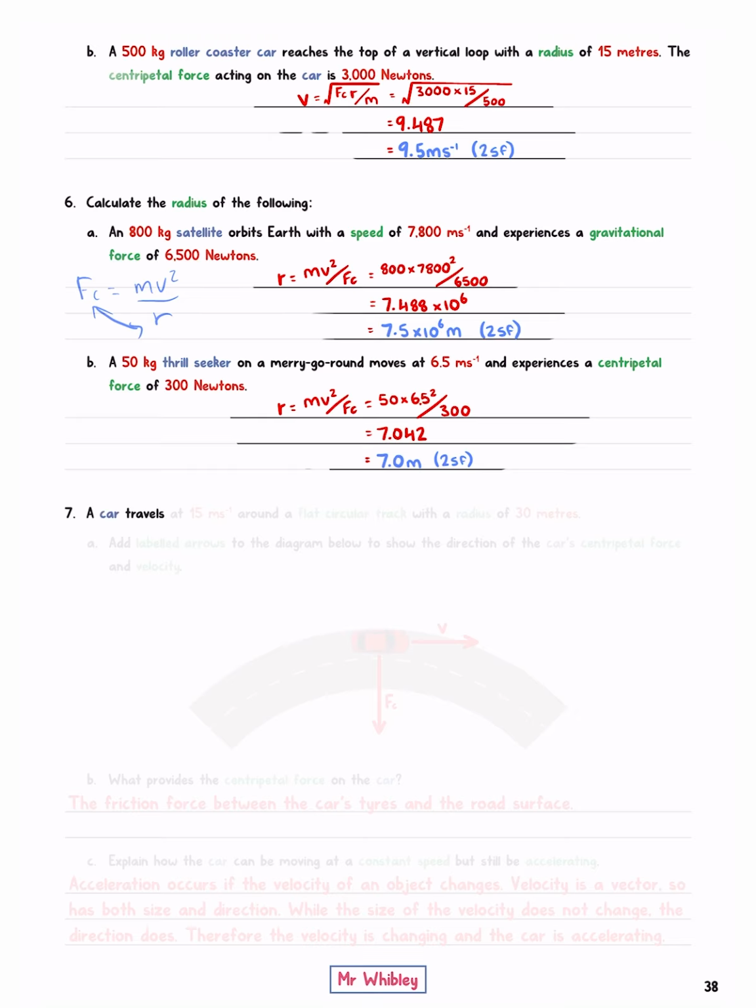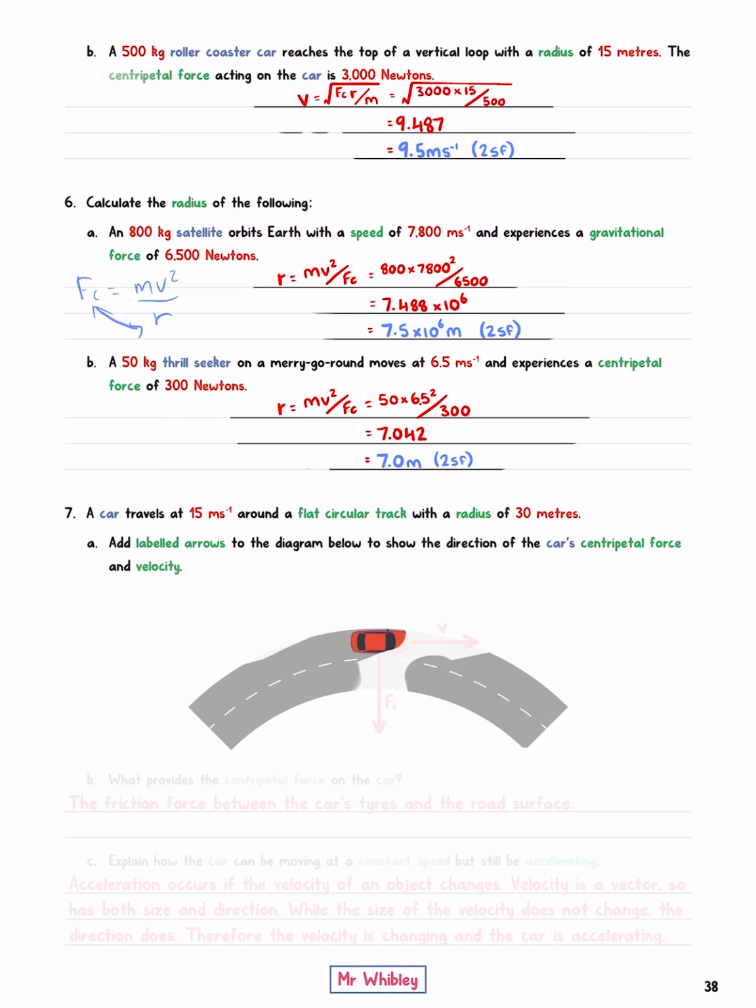Question 7. A car travels at 15 meters per second around a flat circular track with a radius of 30 meters. Add labeled arrows to the diagram below to show the direction of the car's centripetal force and velocity. Centripetal force is always towards the center of the circular motion, where centripetal literally translates to center seeking. And furthermore, during circular motion, the velocity vector is always tangential to the circle, or in other words, at right angles to the centripetal force.